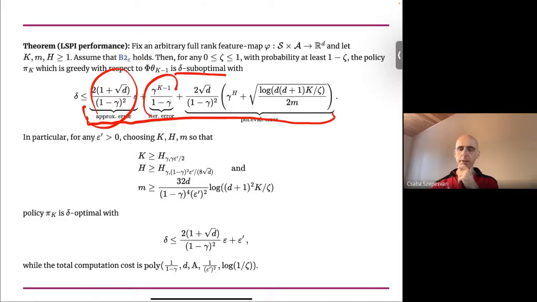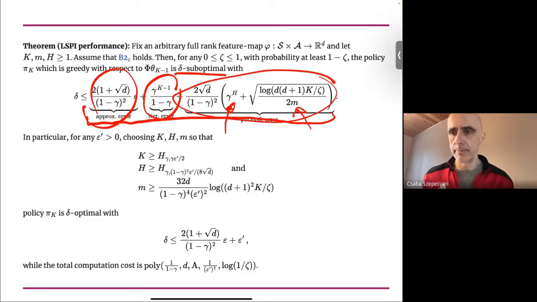We have an iteration error which goes to 0 geometrically fast, super easy to control. And we have this policy evaluation error, which we can control both by making h, the truncation target, large and the number of rollouts larger. So everything is under control. You can control all the terms if you wish. So it's all very nice.